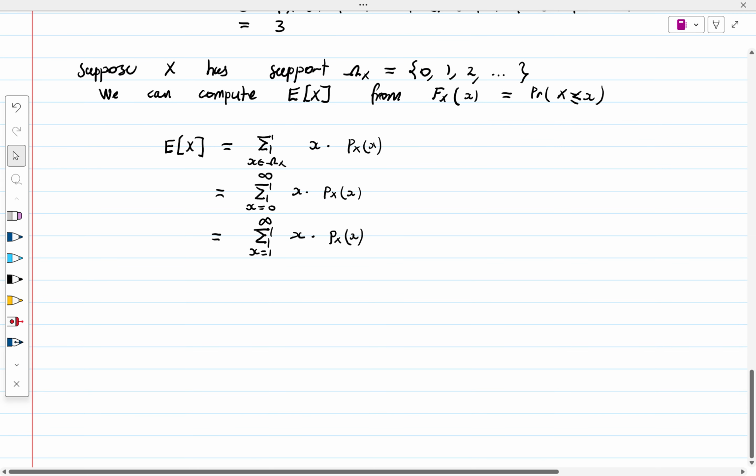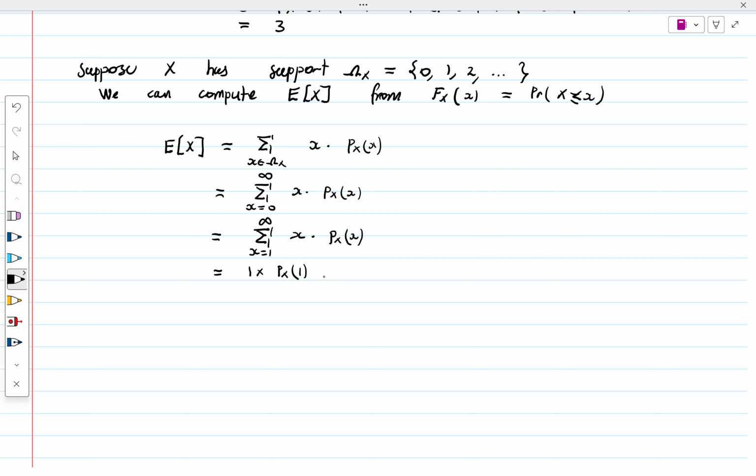Now I'm going to expand it out for us. So that will be 1 times p_X(1) plus 2 times p_X(2) plus, actually I'll go one more, plus 3 times p_X(3) plus, and that will go on forever, all the way towards infinity, or it could stop at some point in time.